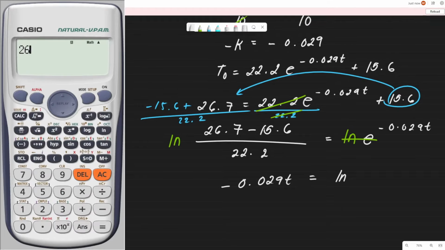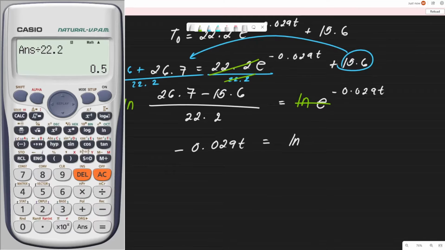26.7 minus 15.6, divided by 22.2. So we have 0.5. Then divide both sides by negative 0.029.